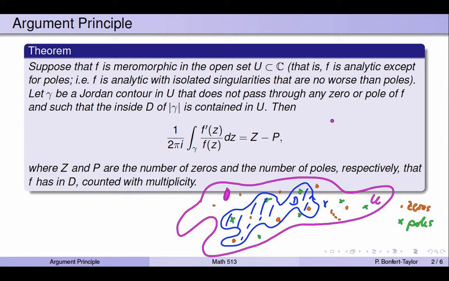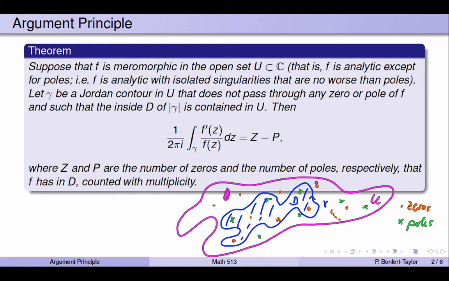Under these assumptions, if you find the integral, 1 over 2 pi i times the integral over gamma of f prime divided by f, then the result is the number of zeros minus the number of poles of f inside D. So the number of zeros, the orange dots inside D, minus the number of poles, the green crosses inside D, counted with multiplicity, meaning that if you have a pole of order 3, that green cross counts as a 3 and not just as 1, and similarly for zeros.